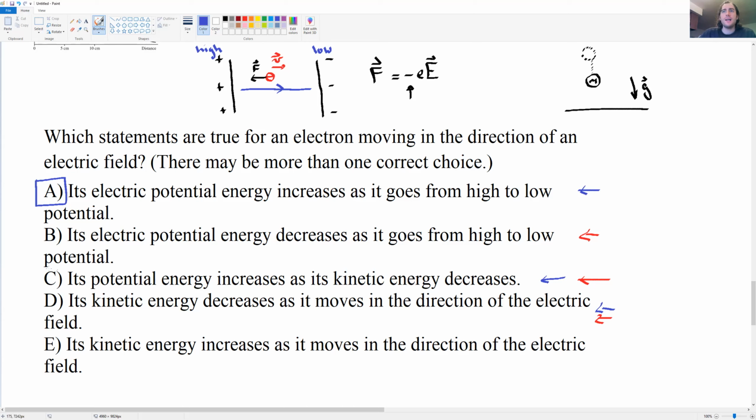All right, so that automatically rules out B, right? B can't be correct because A is correct. These two statements are like the duals of one another. They're opposite statements here.